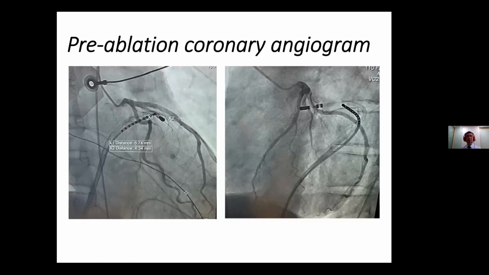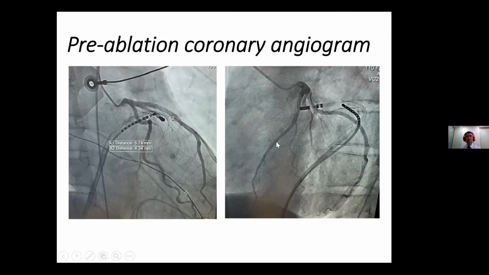Okay, because within this area, as I mentioned in the summit area, it is close to the LAD and circumflex. So for the cases of the PVC coming from the summit, usually we will routinely do an angiography before giving the energy. And you can see the coronary angiogram showing here, and this is the ablation catheter within the coronary GCV. And this is the RAO and LAO view.